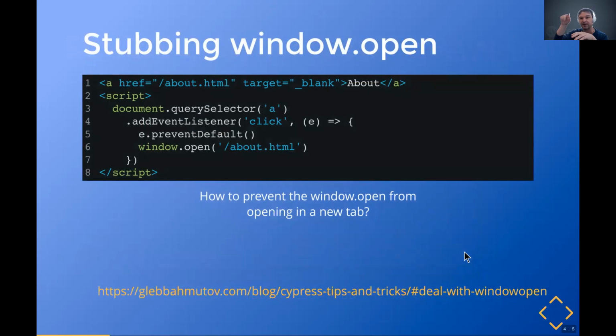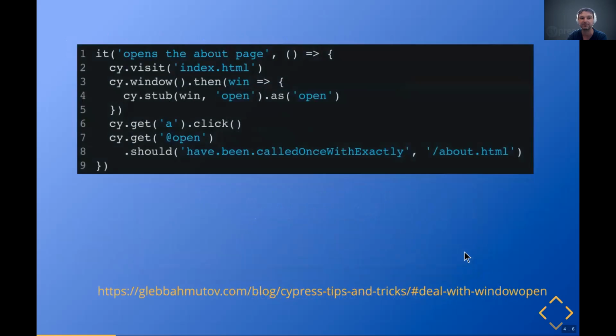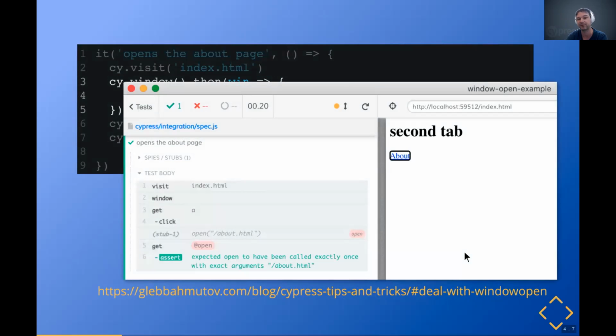So if somewhere inside your application code you call window open, well, it usually opens a second tab, right? And Cypress cannot do that. So what can you do? You can say, give me the window object. So we need the window object reference. And then we'll stub that method open so it no longer gets called. And then we'll click and confirm that it works, right? So this is how we prevent the second tab from opening.